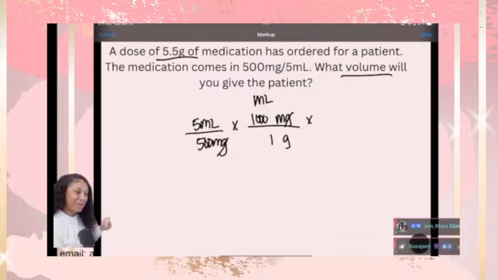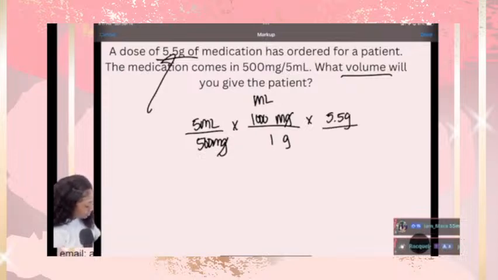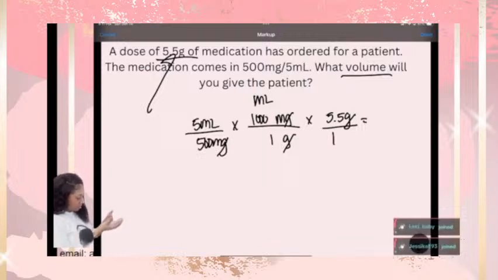Okay. So now we have the grams at the bottom. We can put our grams at the top from right here, right? So 5.5 grams over 1. Grams have now crossed out, and we're left with milliliters. So 5 times 1,000 times 5.5 divided by 500 is going to be 55 mLs.